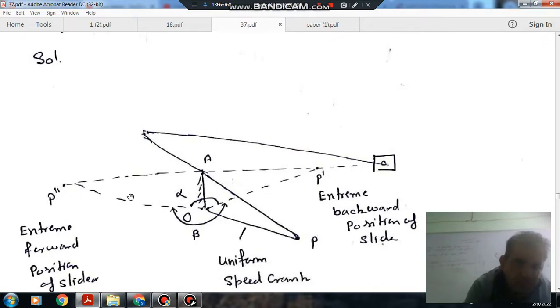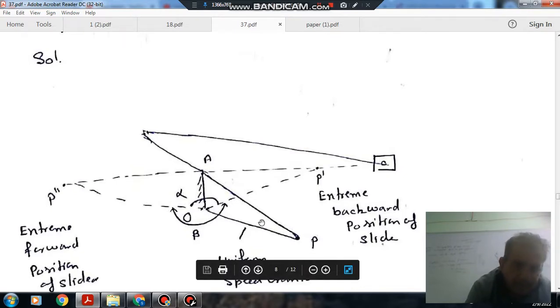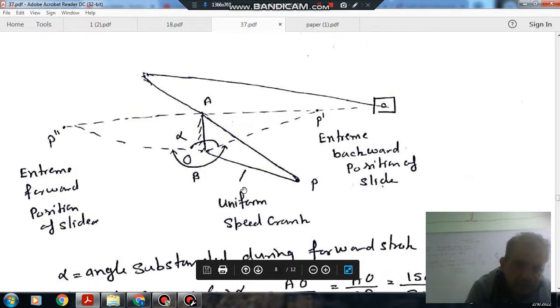If OP is rotating with uniform speed, then this will be the angle traveled from the extreme backward position to the extreme forward position, or the angle traveled during the forward stroke, and this will be the angle traveled during the reverse stroke.